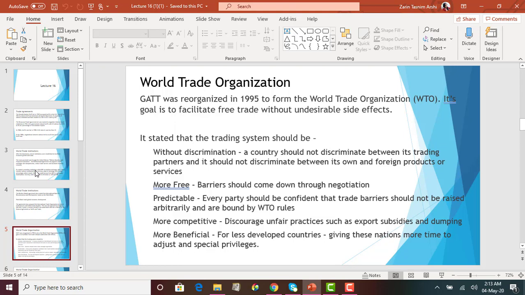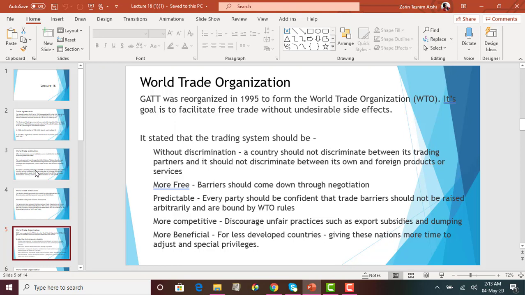So its goal was to facilitate free trade without any negative side effects to all the parties. Okay, and the World Trade Organization stated that countries should engage in trade without discrimination. Let's say the US should engage in trade with Canada and Mexico without discrimination. So a country should not discriminate between its trading partners, and it should not discriminate between its own and foreign products or services. So basically, the US should treat Canada the same way as it treats Mexico. That's what it's trying to say. There shouldn't be any type of discrimination between the trading partners.